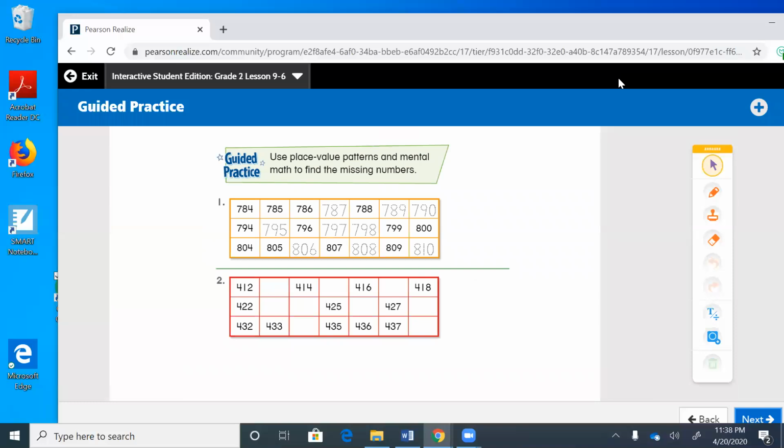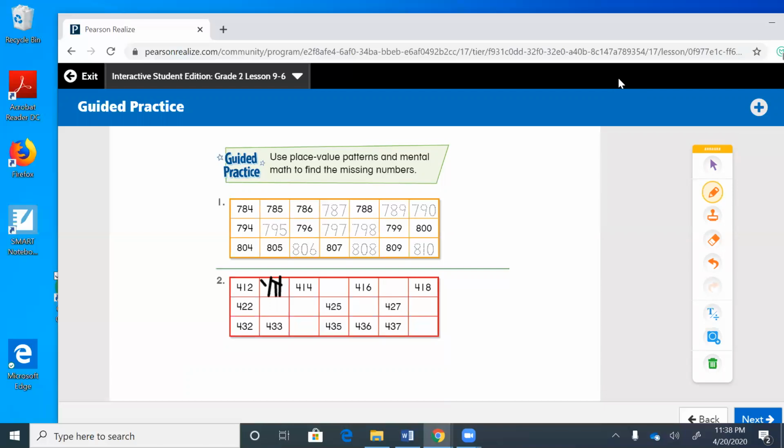Guided practice. All right, the first one is already done for us. It's coming out very sloppy when I write the numbers in, but we got this. All right, let's just start out with a simple counting by ones. Let's go across the row. 412, 413. Wow, that's not letting me write very well. All right, instead of me writing it, we're just going to say it. Okay, 412, 413, 414, 415, 416, 417, 418.